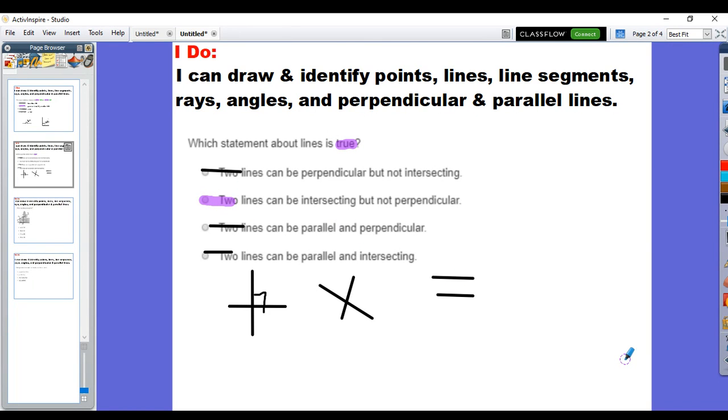Today we worked on test style questions. Next up, you're going to try a couple of test style questions on your own.